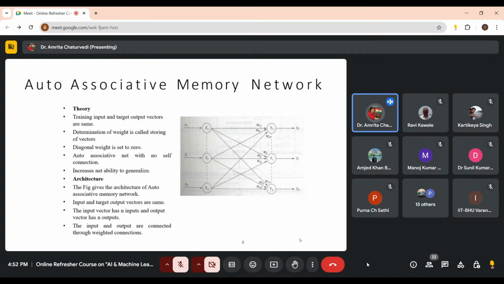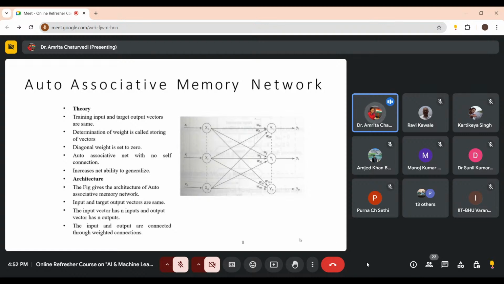So here on the screen we can see n number of neurons in the input layer and n number of neurons in the output layer. Because training input and output vectors are the same, so determination of weights, when you do the training process, is actually called storing of vectors.